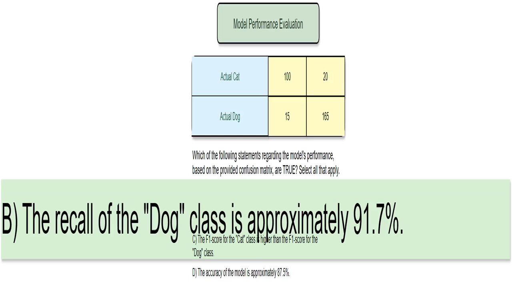The F1 score balances precision and recall. It's the harmonic mean of the two. I find the F1 score for each class by using this formula. 2 asterisk, precision asterisk recall, precision plus recall. I then compare the two F1 scores. In this case, the statement is false because the F1 score for the dog class is slightly higher.